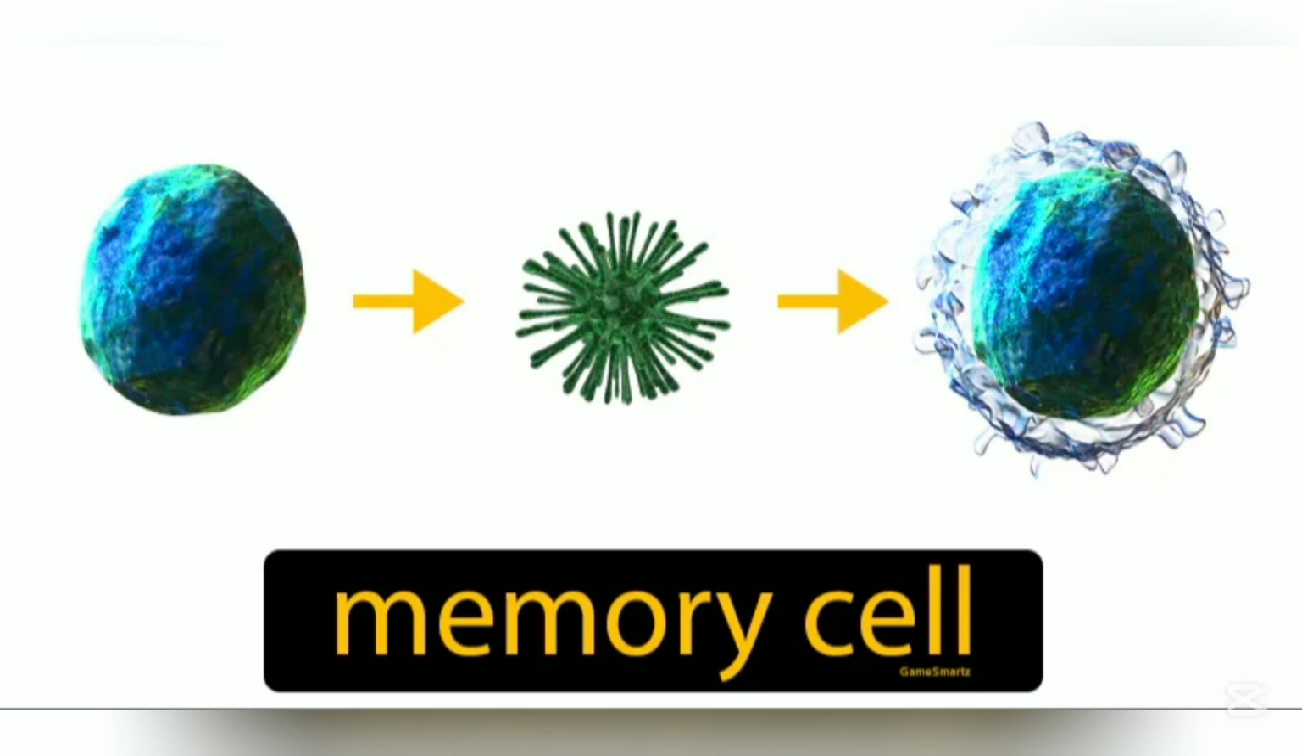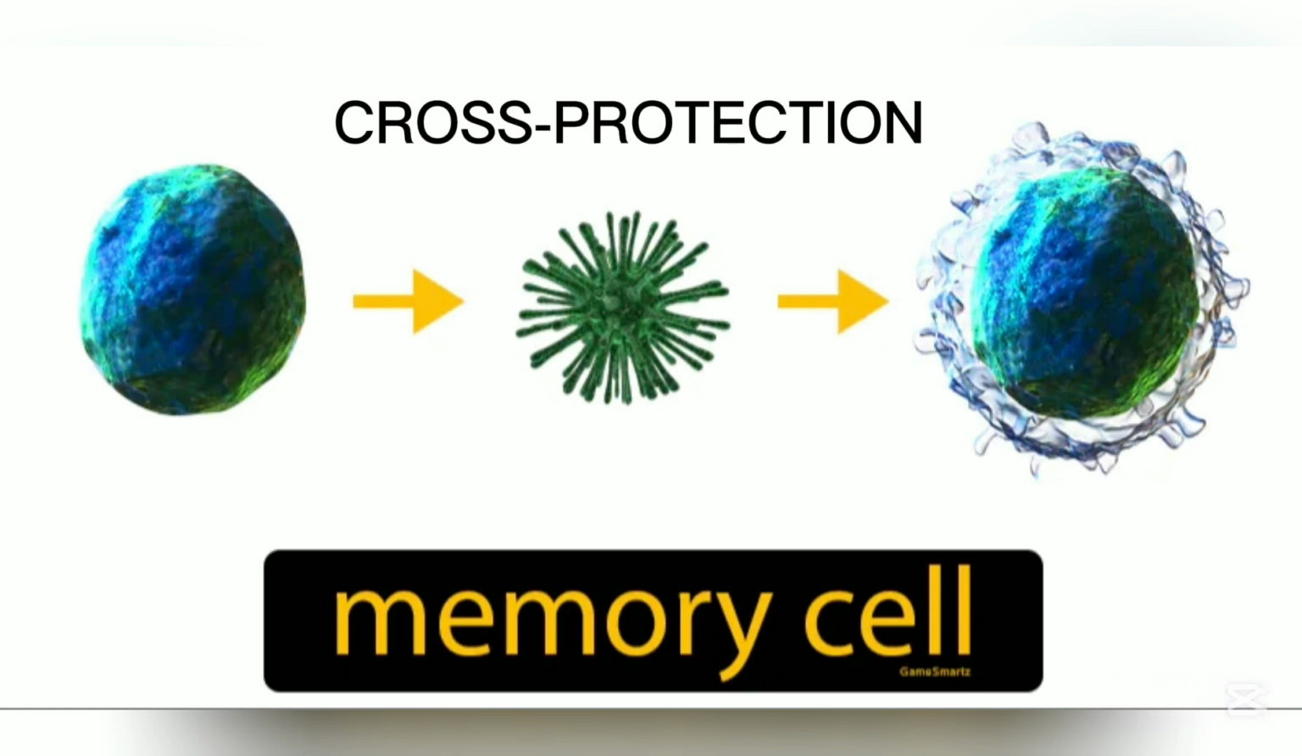And again, we'll talk about the importance of memory cells. The last one is cross protection. In some cases, memory cells can also provide cross protection against closely related strains of pathogens. For example, the immune response generated by one strain of flu virus can sometimes provide some level of protection against other strains that share the same antigen.